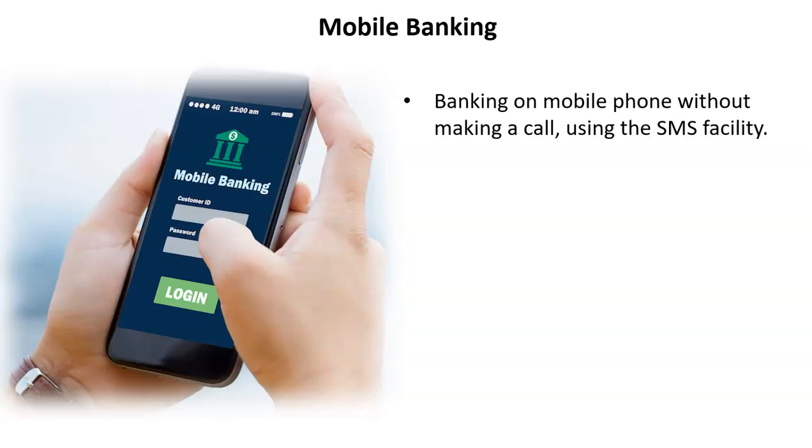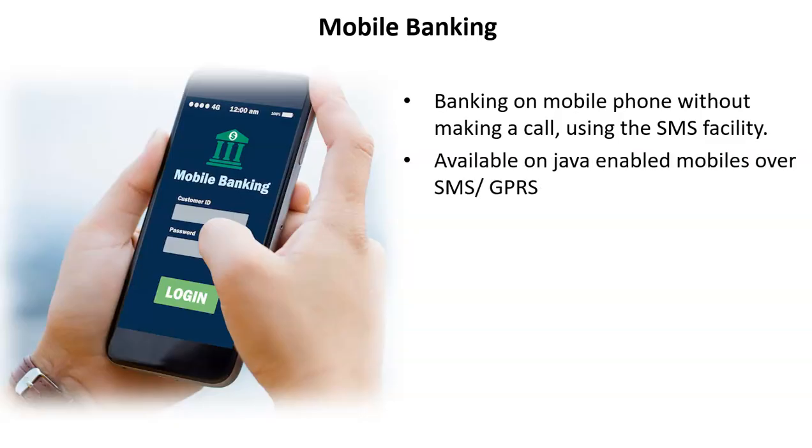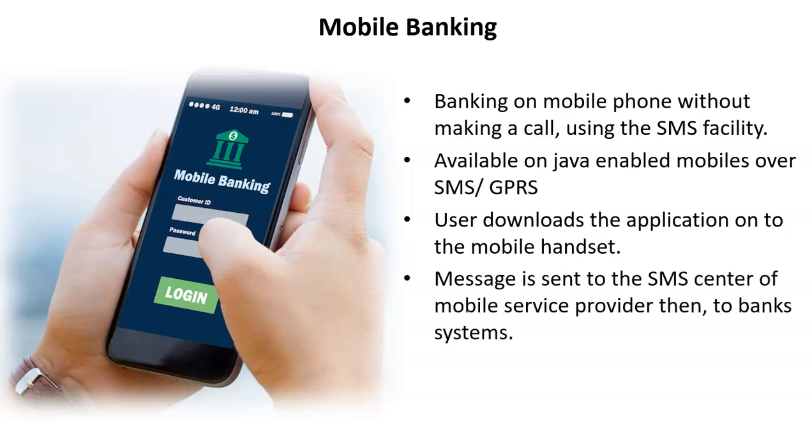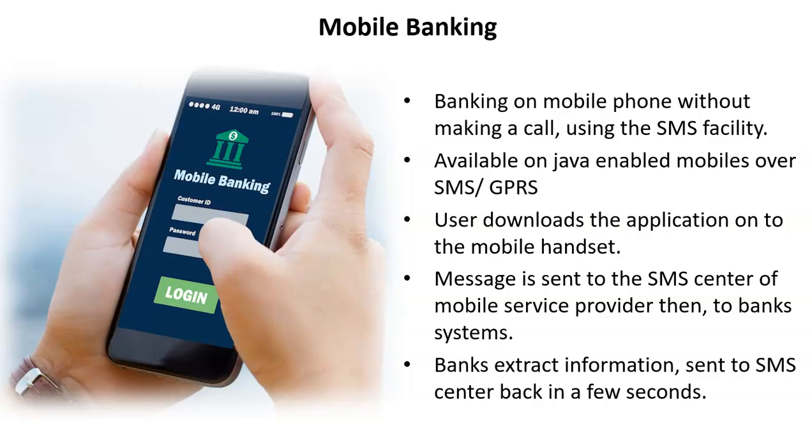Banking on a mobile phone without making a call, using the SMS facility, right? Availing it on a Java enabled mobile, over SMS and GPRS. Users download the applications onto mobile handsets. Messages are sent to the SMS center of the mobile service provider, then to the bank system, right? So they have a tie-up between the service provider and the banks. The bank extracts the information and sends it back through the SMS center in a few seconds. So within microseconds, all the information is gathered by the bank: who is the customer, what is his cust ID, what is his account number, and all this is uploaded in the mobile app.